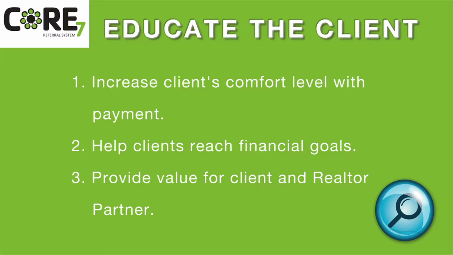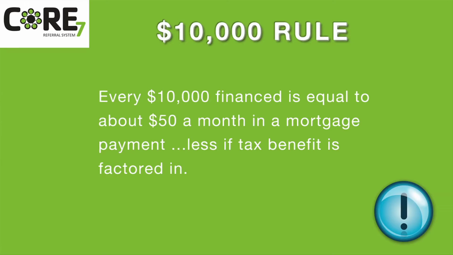Sometimes showing the savings helps the client feel more comfortable that they can finance more. Therefore, they are able to keep more money invested in an emergency account or to do work on the home. I always let my clients know a rule I call the $10,000 rule. It states that every $10,000 financed is equal to about $50 a month in a mortgage payment, and even less if you factor in the tax benefit.